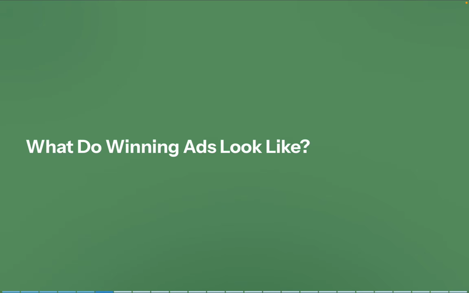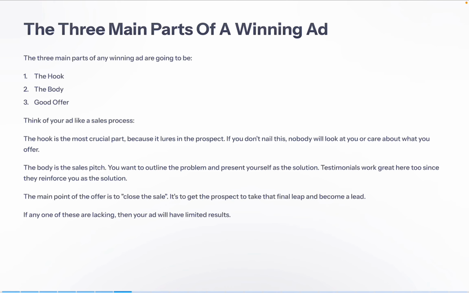So, what do winning ads look like? The 3 main parts of any winning ad are going to be the hook, the body, and a good offer. Think of your ad like a sales process. The hook is the most crucial part because it lures in the prospect. If you don't nail this, nobody will look at you or care about what you offer.